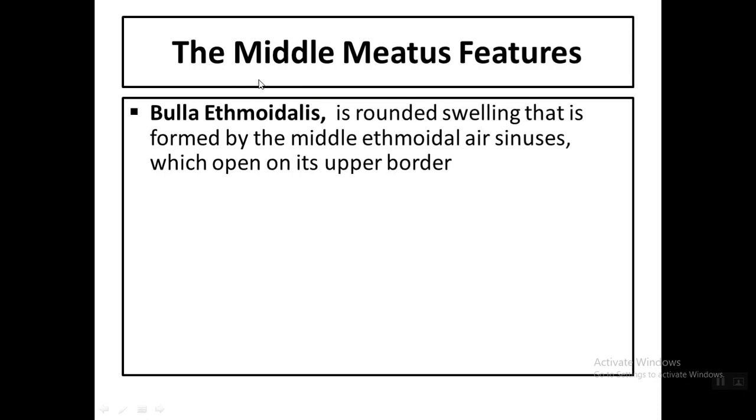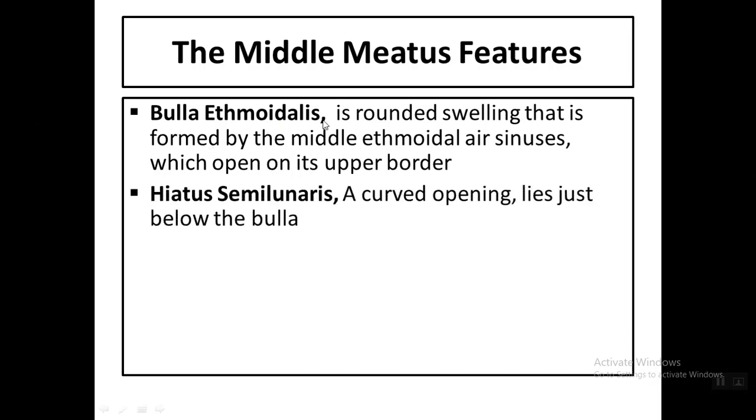Here are the features of the middle meatus. When we remove the middle concha, we will find what we call the bulla ethmoidalis. Bulla ethmoidalis is a rounded swelling that is formed by the middle ethmoid air sinuses. These middle ethmoid air sinuses will open on the upper border of the bulla. So this is the first feature that we will find when we remove the middle concha: this rounded swelling called bulla ethmoidalis, which represents the middle ethmoid air sinus.